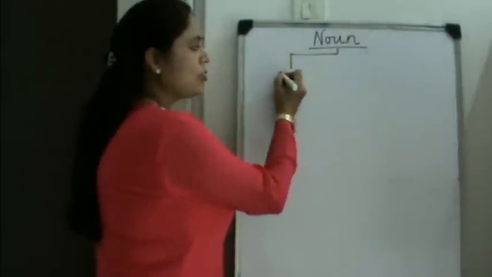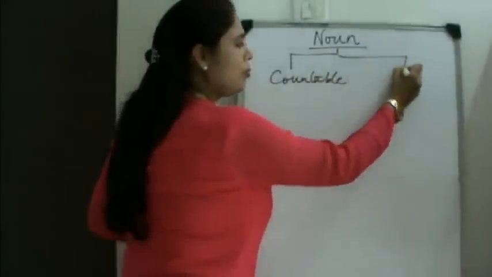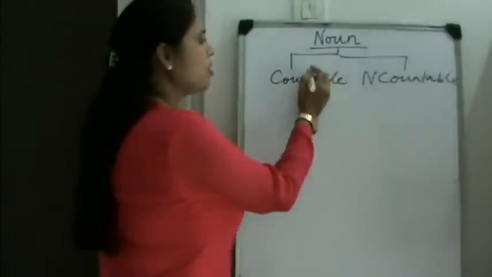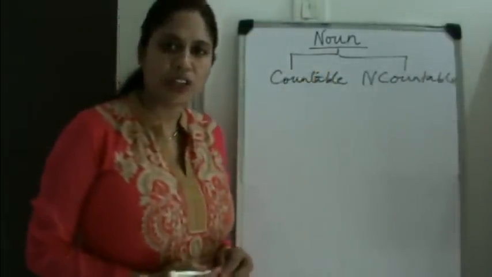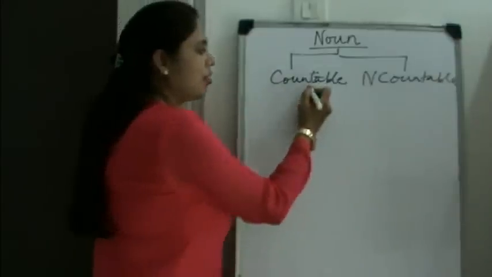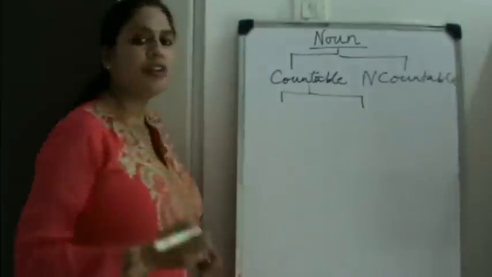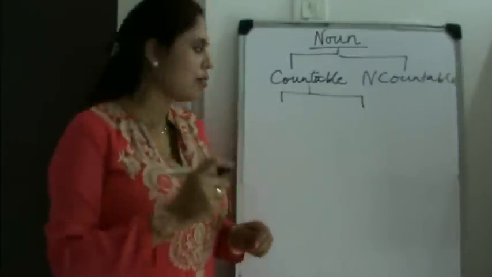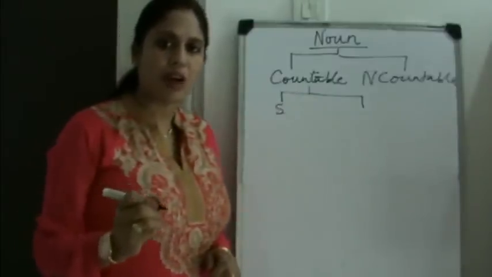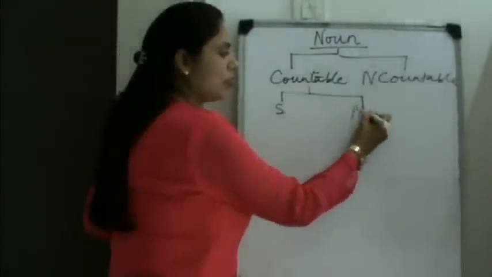We can either count a noun or we cannot count it. So, let me call them countable nouns or non-countable nouns. I can count a noun. In language, I have two words to express them. It is either one in number or more than one in number. So, to express a noun that is one in number, I call it singular. And to express a noun which is more than one in number, I call it plural.